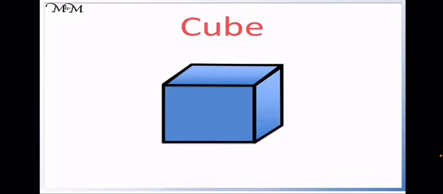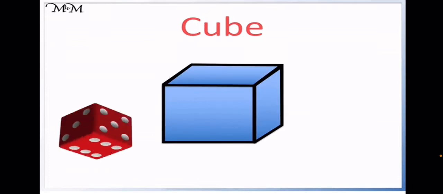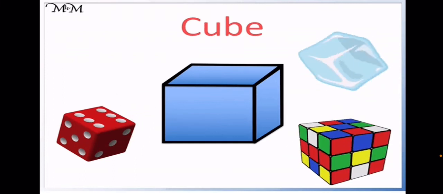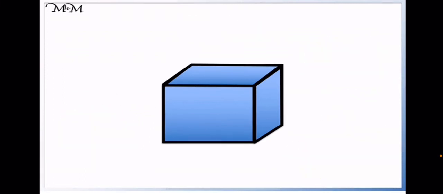So you can see this is a cube. An example of a cube is a dice or an ice cube.